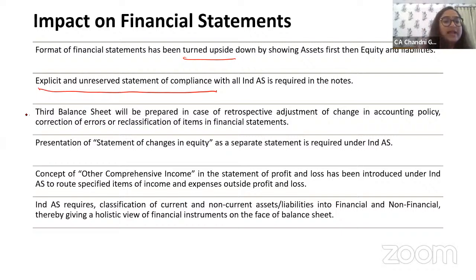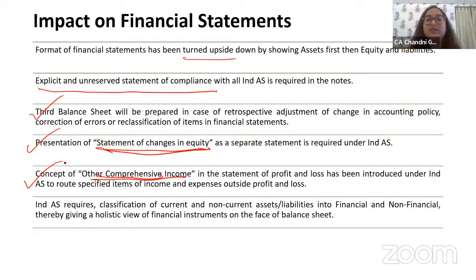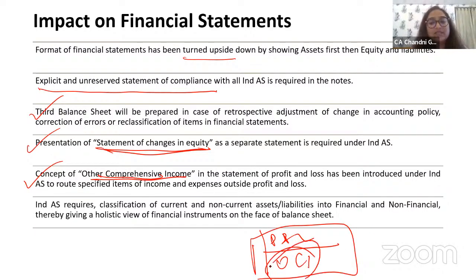Right, then the third balance sheet concept we have already discussed. The presentation of the statement of changes in equity, this also we have discussed. This is a separate statement introduced. Then the concept of other comprehensive income. So basically, other comprehensive income is an additional section in the statement of profit and loss. There are two sections in the statement of profit and loss. First, which shows the P&L, and second, which shows the OCI. Now, what is this OCI, other comprehensive income?